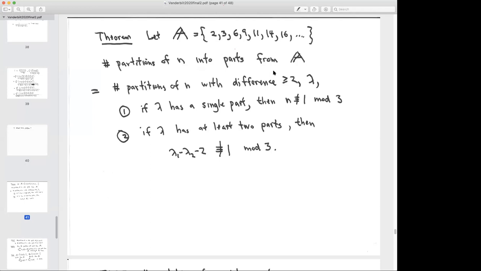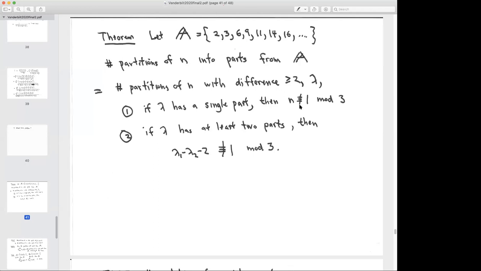What do you get for the difference side? For the difference side, it says difference at least 2. If you have a single part, then the single part can't be 1 mod 3. And if you have at least 2 parts, then this difference can't be 1 mod 3. It's nothing you would predict at all why that should be. But what comes out of the generating functions? We don't have a general theorem of having the first initial segment 2 and 3 and then the final segment 1 and 4. I don't know how to do that.